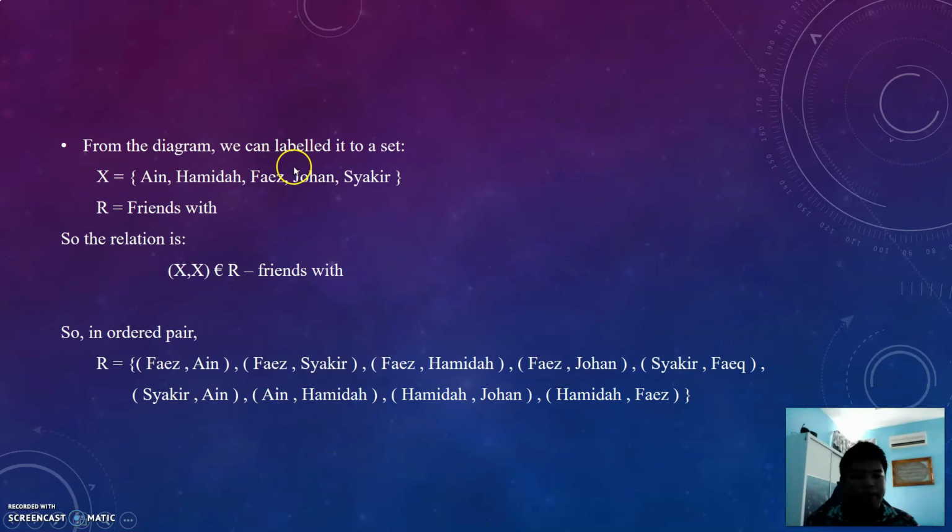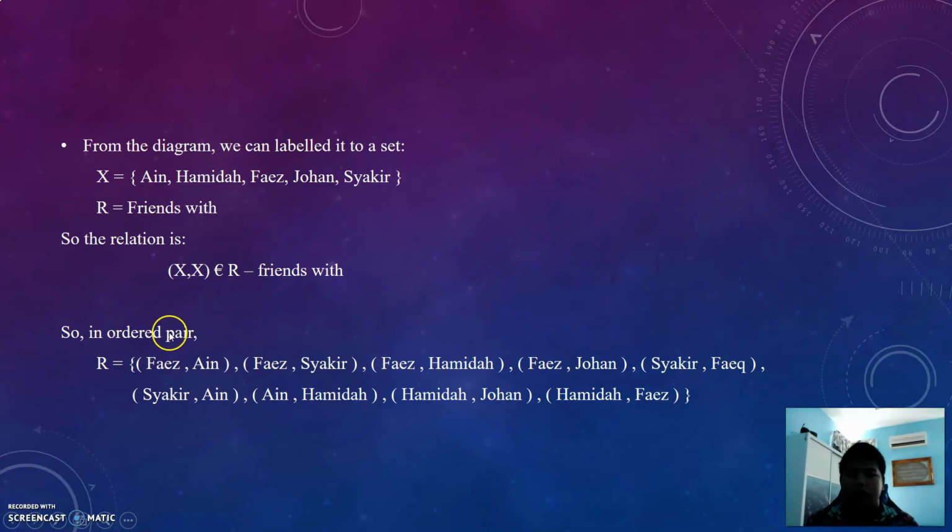From the diagram, we can label it as a set, which is X. We took all the 5 names, which are Ain, Hamidah, Faiz, Johan, and Shakir. The relation that I want to show you is R, which is friends with. So the relation will be X with X, related to R, friends with.